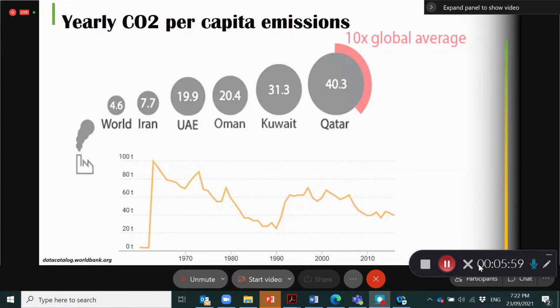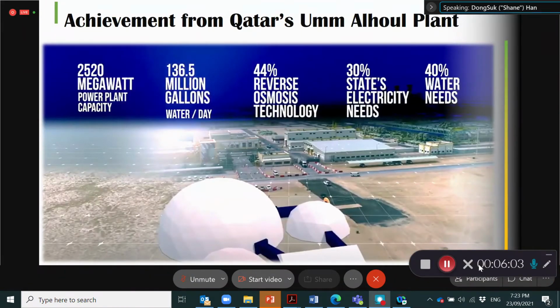Finally, we also have achievements with this Qatar Umm Al Houl power plant and desalination plant. It has a 2,500 megawatt power capacity, and they produce more than 130 million gallons of water per day, covering 30% of the state's electricity need and 40% of its water needs. This plant is one of the largest in this country, and recently the SWRO process was added to utilize the remaining electric power in the winter season. So we properly utilize all the electricity produced in the Umm Al Houl power plant.